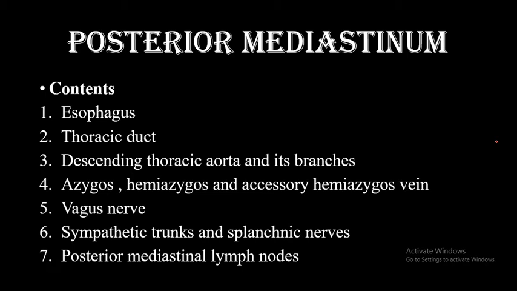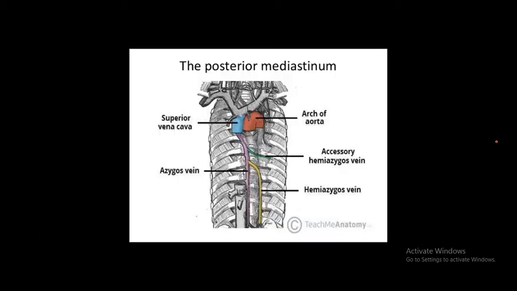pleura. Again the posterior mediastinum includes esophagus, thoracic duct, descending thoracic aorta and its branches, azygous, hemiazygous and accessory hemiazygous vein, vagus nerve, sympathetic trunks and splanchnic nerves. Then it also includes posterior mediastinal lymph nodes. Okay, these are the contents of the posterior mediastinum here.